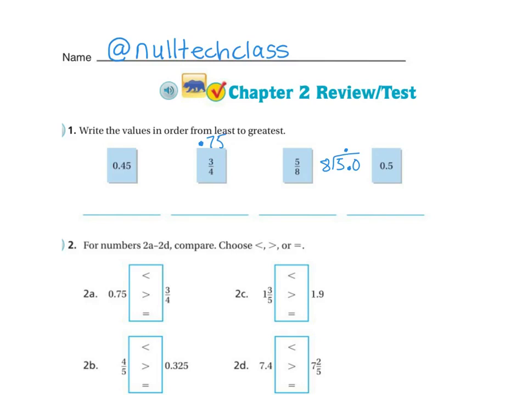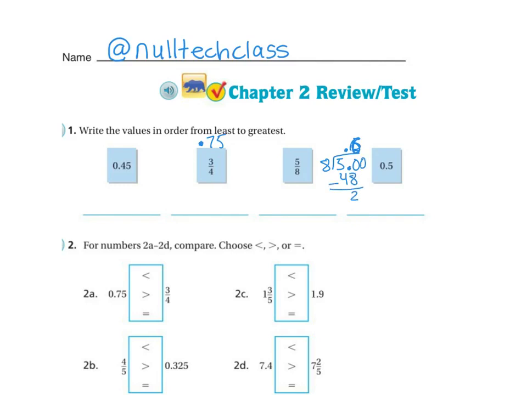8 goes into 50 5 times. 5 times 8 is 40. But 40 is not going to be enough because I'll get 10, which obviously you can go in again. So let's try 6 times instead. And 6 times 8 is 48. And when I subtract, I get 2, much better.